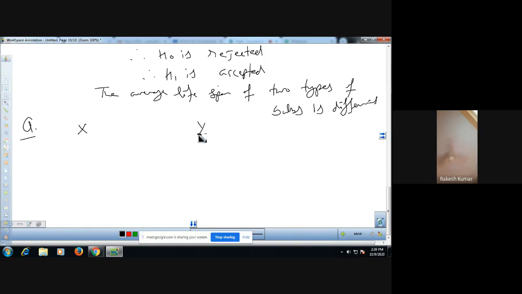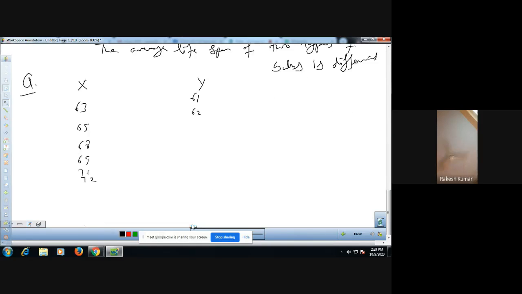I can do it over here. So just write down the values of X. X are 63, 65, 68, 69, 71, and 72. And Y has values 61, 62, 65, 66, 69, 70, 71, 72, 73. Clearly, it has a different size. N1 is different, and N1 is 6 here, and N2 is 9. You can count the values.